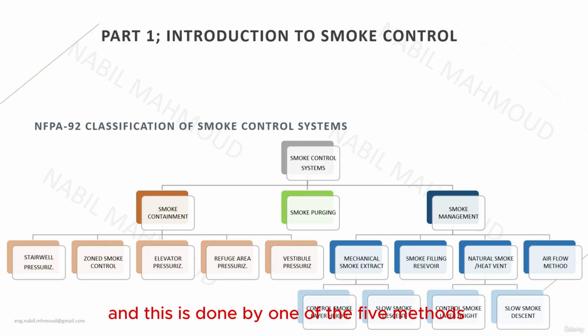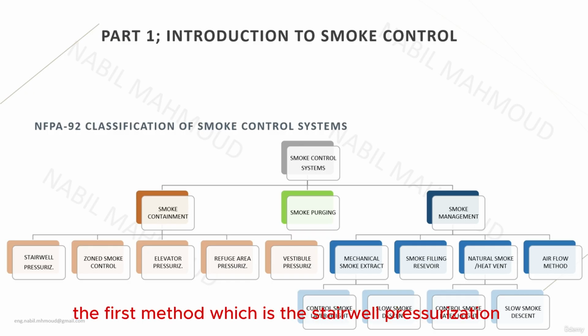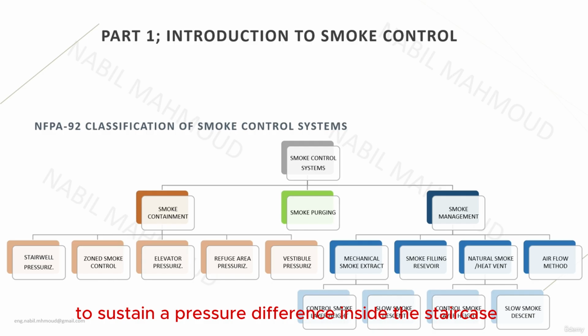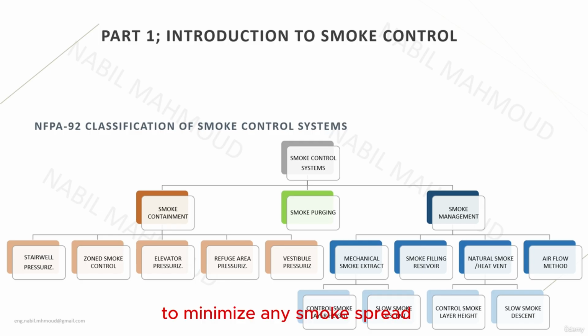And this is done by one of the five methods. The first method is stairwell pressurization, and this is simply to sustain a pressure difference inside the staircase and to maintain the staircase under positive pressure to minimize any smoke spread from any active fire zone into the staircase. And this is very important because all the occupants within the building will escape the building through the exit staircase. That's why it's crucial to prevent any smoke infiltration inside the staircase.